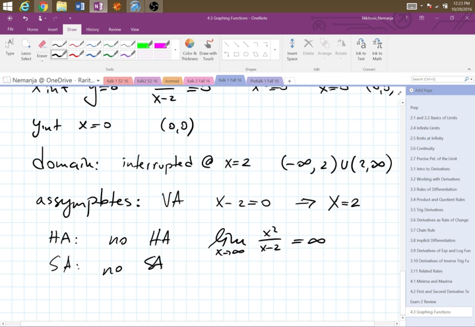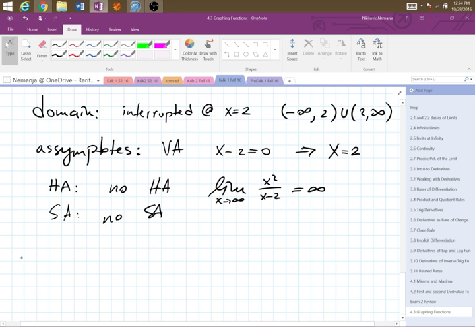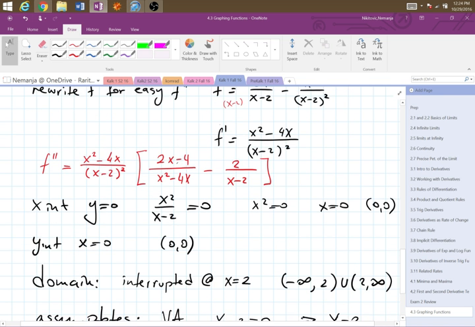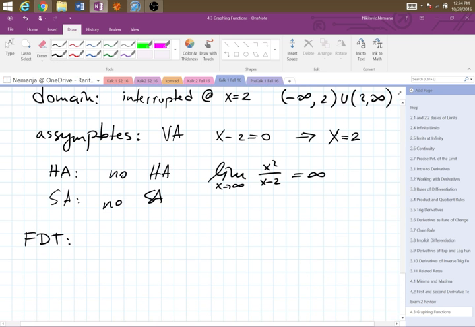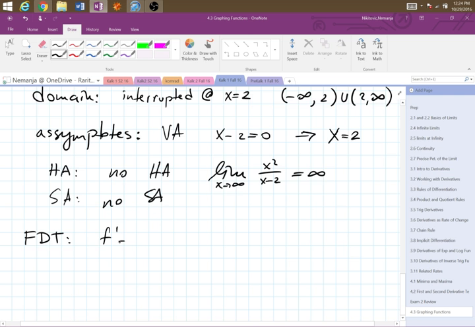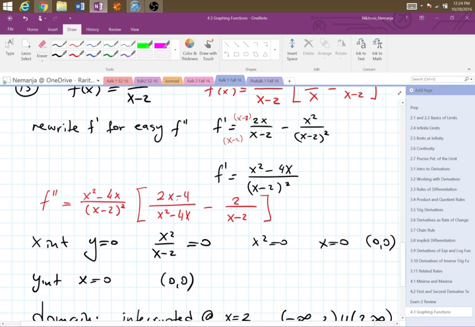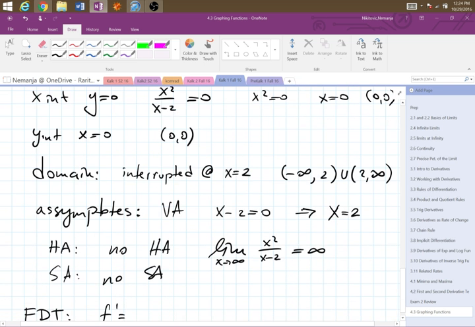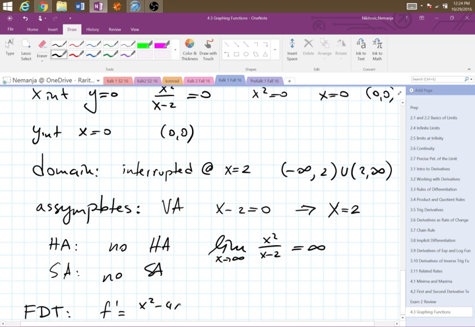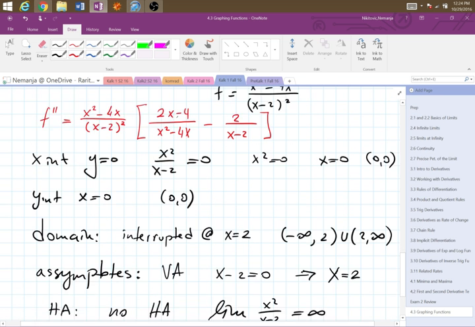For slant asymptote, the degree in the numerator has to be exactly 1 more than the denominator. And there you go. That's done. Now we have the first derivative test. Well, critical points first. We have that the first derivative is equal to, but we can use the other form as well, whatever, x squared minus 4x divided by x minus 2 squared.